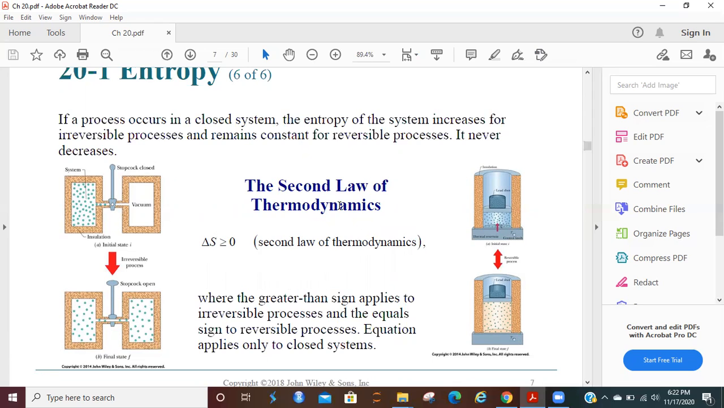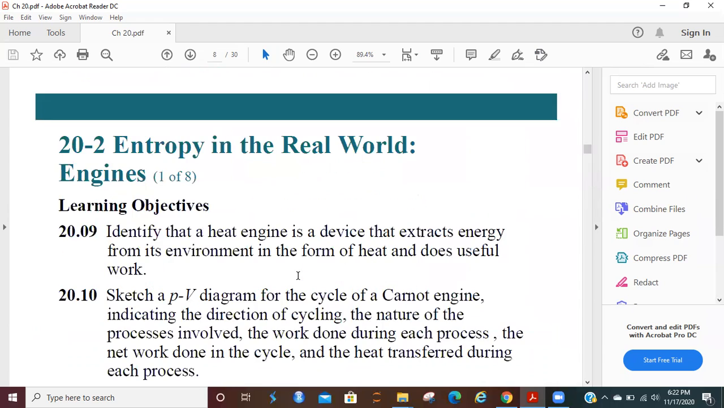So what this second law is going to say is that the change in entropy of a system is going to be greater than or equal to zero. It's never going to be less than. So the greater than is going to come from the fact that you might have irreversible processes in the system. The equal sign comes from the fact that you are going to have reversible processes.